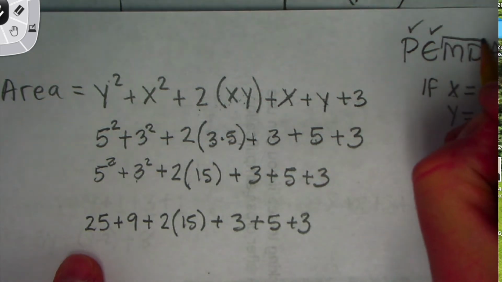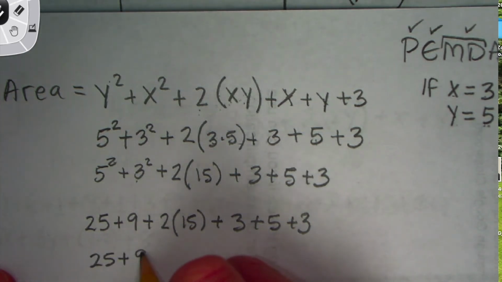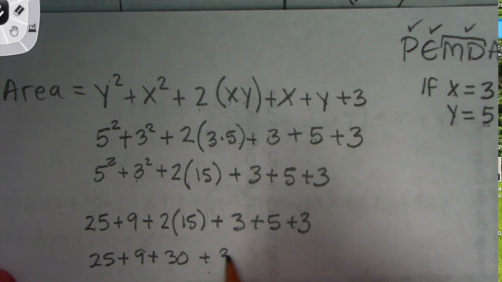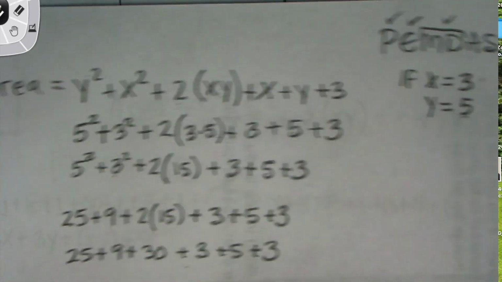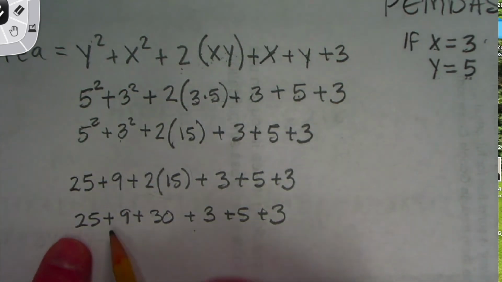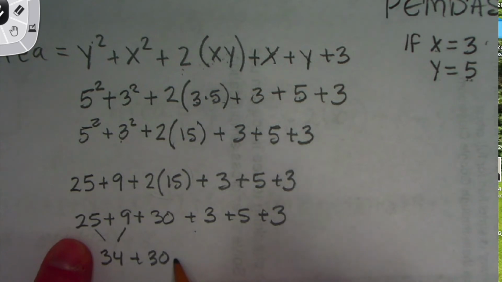Now, remember, multiplication and division are best friends, so you can do whichever one happens first from left to right. The only multiplication I have left in here is right here. So I'll go 25 plus 9 plus 2 times 15 is 30, plus 3 plus 5 plus 3. Now I have a whole bunch of adding. No subtracting. So 25 plus 9 is 34, plus 30, plus, I'll cut us a corner here and add these things together. 3 plus 5 is 8, plus 3 is 11.